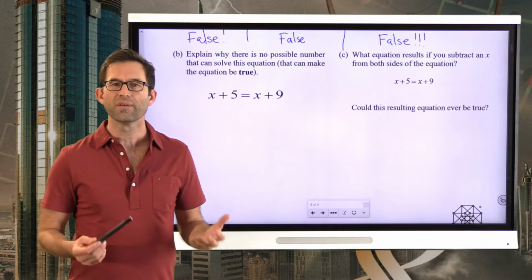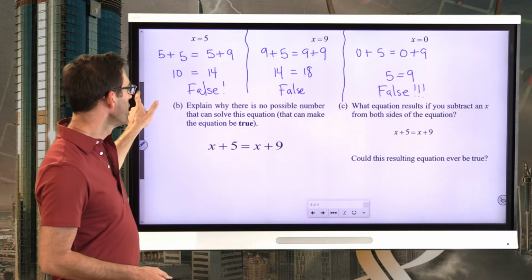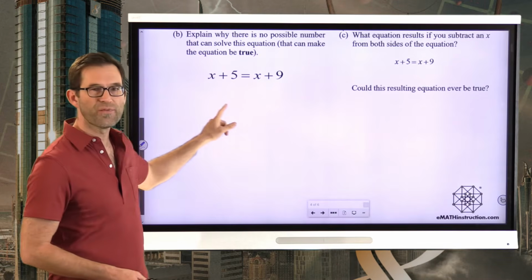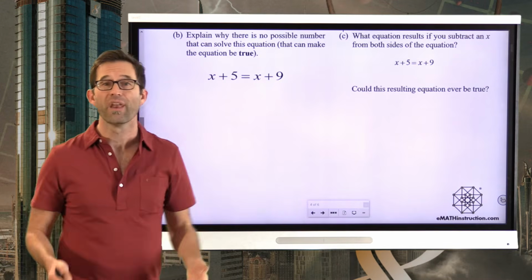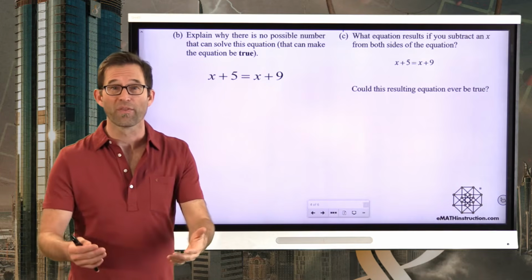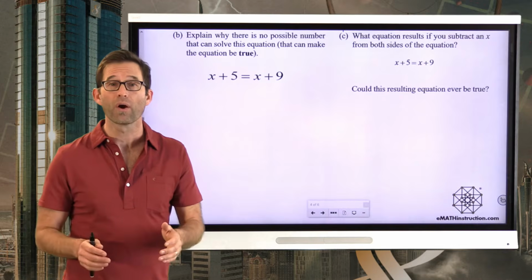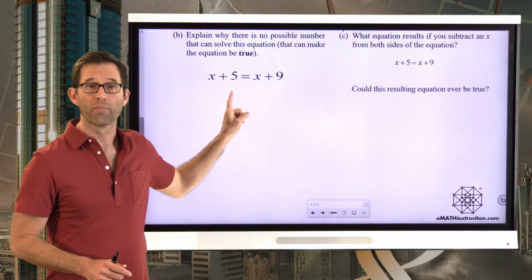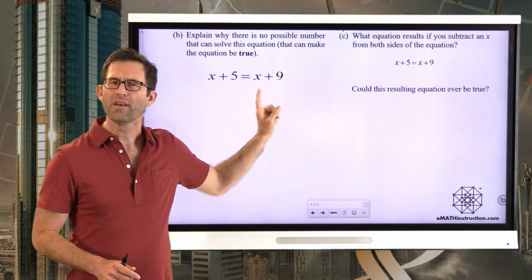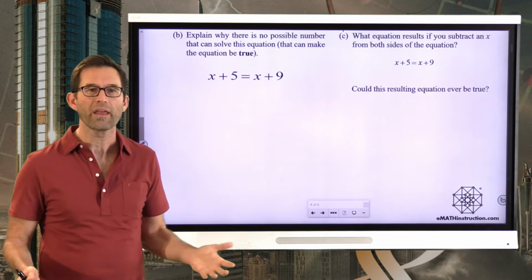Well, it's essentially this simple, and it should have been something that we saw kind of up here, which is that x plus 5 represents 5 more than x, and x plus 9 represents 9 more than x. And the plain fact is, there is no number out there where 5 more than the number is equal to 9 more than the number, right? There just isn't any number like that, right?